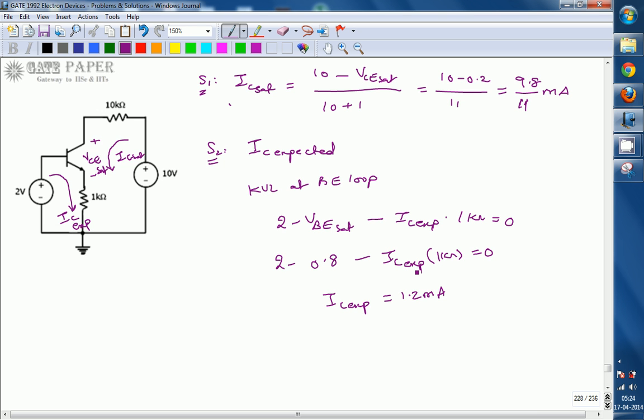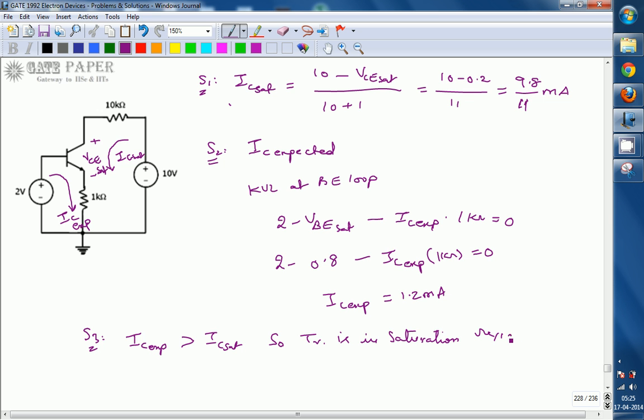So compare: IC saturation is less than 1 milliampere, that is, the largest possible collector current of the transistor is less than 1 milliampere. But because of the input voltage you are applying, IC expected is 1.2 milliampere. The collector current doesn't go towards this value because it is limited to 9.8 by 11 milliamperes, which is less than 1. So if you compare, IC expected is greater than IC saturation. So the transistor is in saturation region.